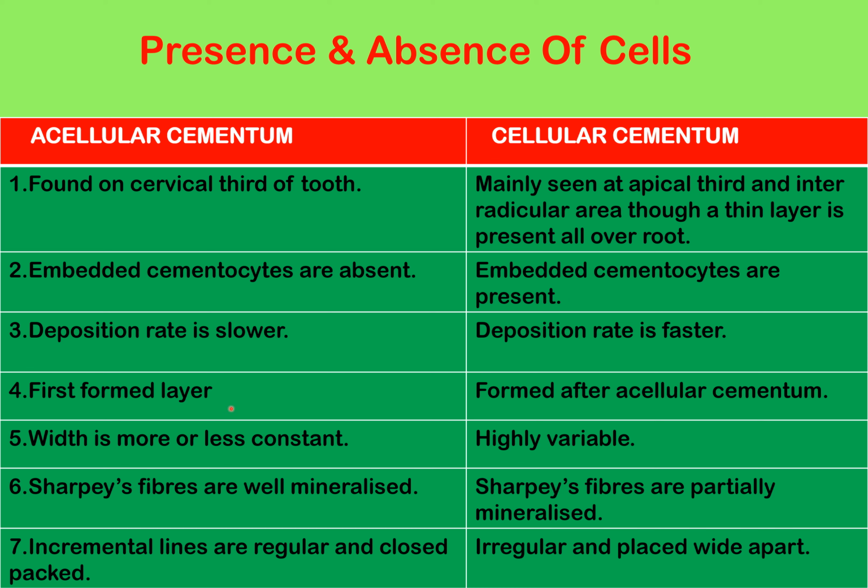The deposition rate is slower in the acellular cementum compared to cellular cementum. Acellular cementum is the first formed layer, whereas cellular cementum is formed after the formation of acellular cementum. The width of acellular cementum is more or less constant, whereas it is highly variable in the cellular cementum.